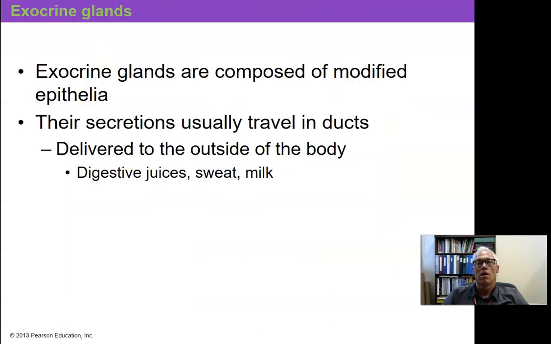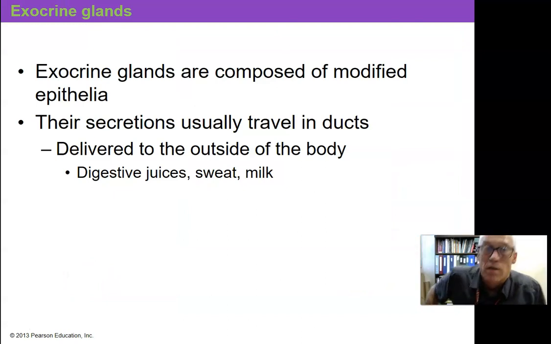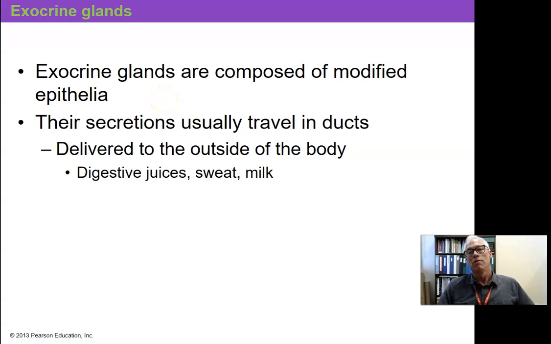We already saw, I jumped ahead a couple slides, we already saw that exocrine glands are composed of simple cuboidal epithelial cells. The secretory units, or acini, of an exocrine gland are composed of simple cuboidal cells. They produce a secretion product and then secrete that product into ducts, which coalesce into larger and larger ducts and eventually release the secretion product onto the surface of the body.